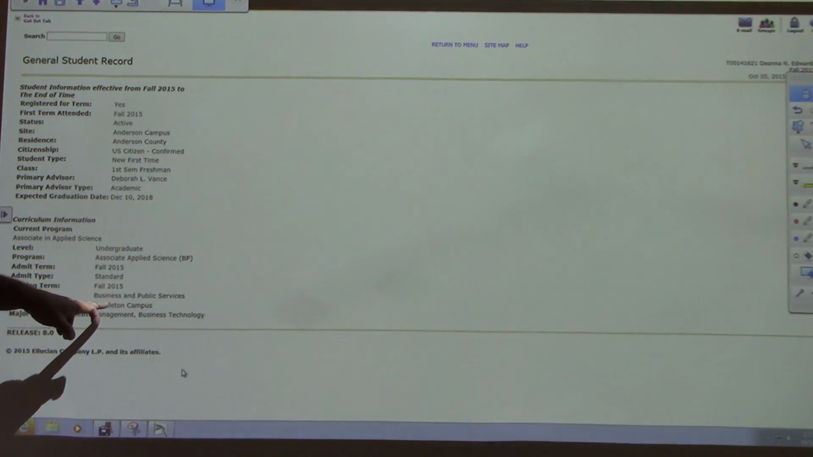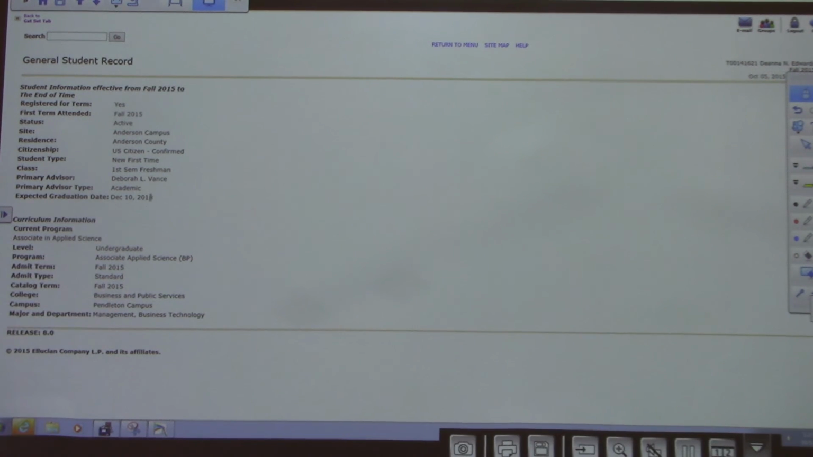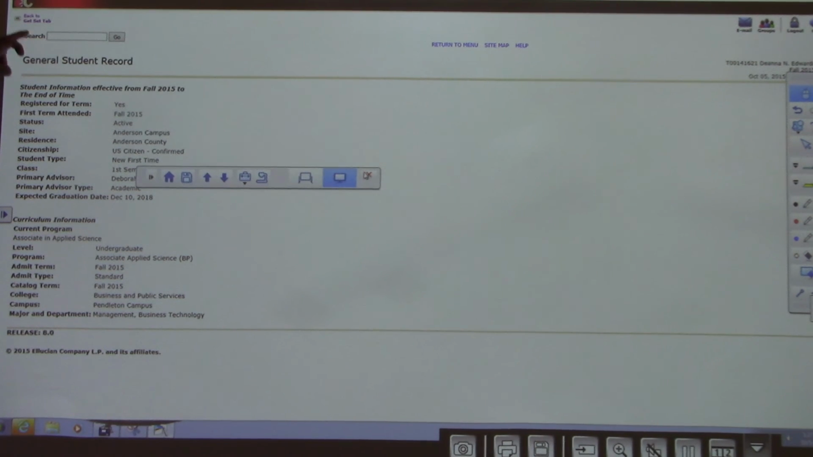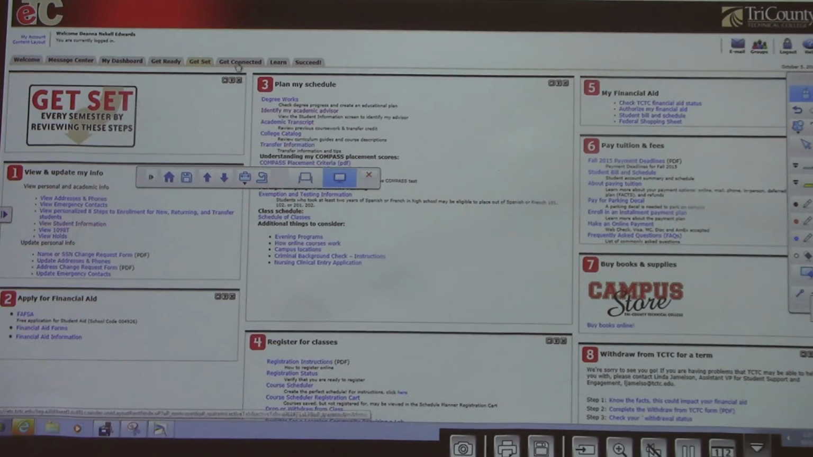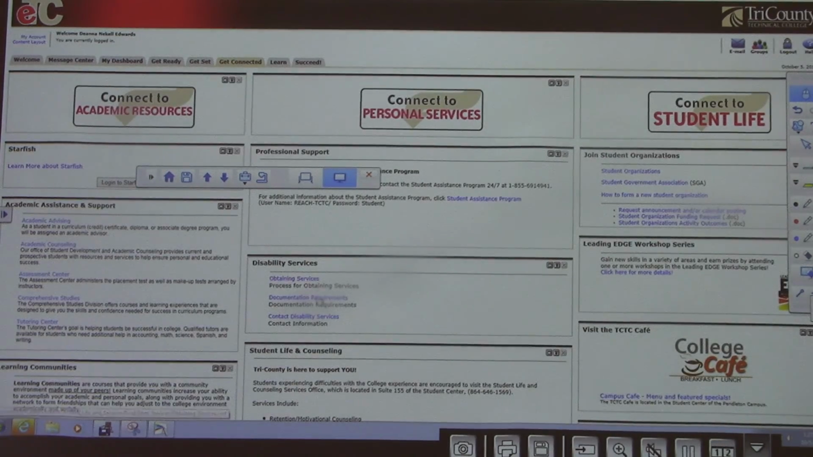It says Pendleton campus. Hers is who? Deborah Vance. Okay, there it is. But it says right here, Pendleton campus. Now go ahead and get back to faculty right here, that one right there. Go to Get Connected and log in to Starfish.